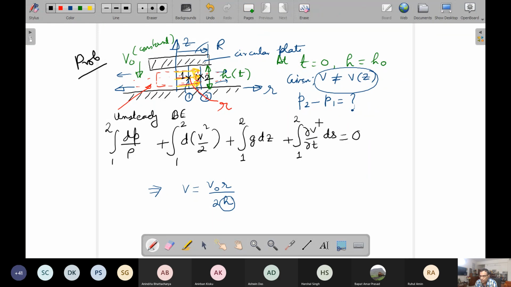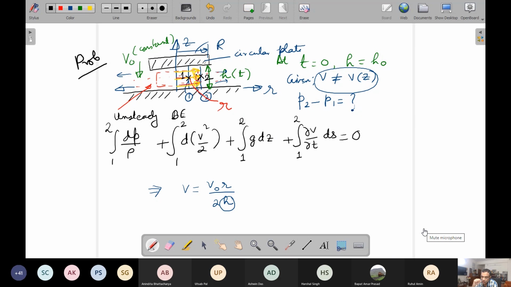Now, can you tell whether this is justified or not? I just give you 1 minute to think about it. Yes, tell. I think it is justified because v is not a function of z, so there is no velocity gradient and all, so viscosity cannot have any effect. Yeah, perfect answer.